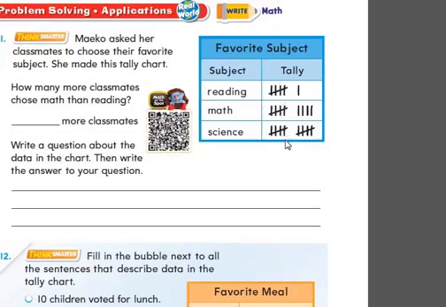So the tally marks make counting easier.